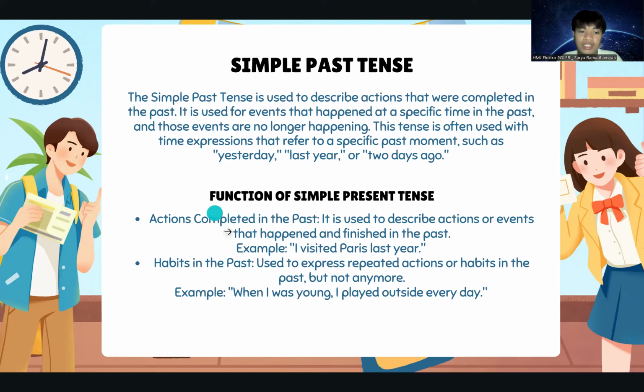So what is the function of simple past tense? Number one is actions completed in the past. It is used to describe actions or events that happened and finished in the past. Examples, I visited Paris last year. Number two, habits in the past. Used to express repeated actions or habits in the past, but not anymore. Example, when I was young, I played outside every day.